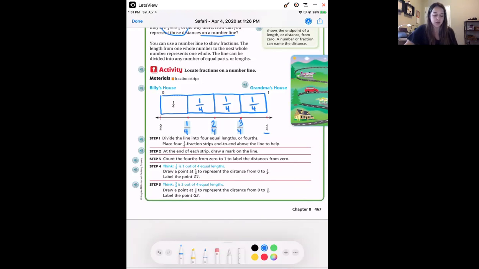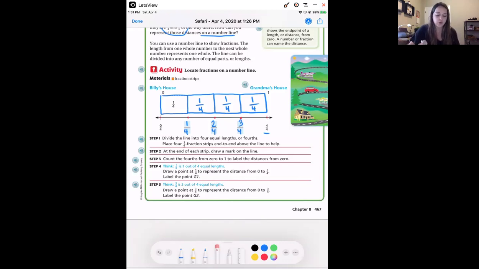So step 1 was just to divide this part here. Step 2 was just to put the dots on the number line. And step 3 was to label the fractions. Done and done. Now, step 4. Think of 1/4. We always look at the think spots because those are your clues, okay? So pay attention to those areas.